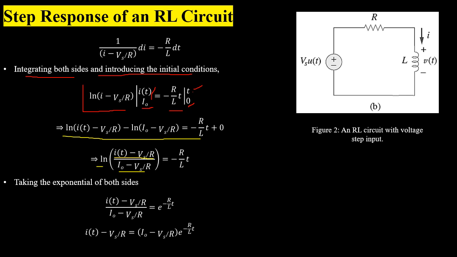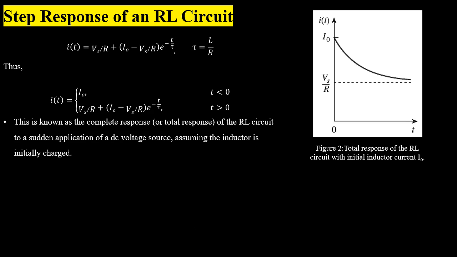Now to find the value of current, we will take the exponential of both sides, and on solving we will have I(t) minus Vs over R equal to (I0 minus Vs over R) multiplied by exponential of minus R over L t. Now substituting the value of the time constant for the RL circuit, we will have I(t) equals Vs over R plus (I naught minus Vs over R) multiplied by exponential with power minus t over tau.